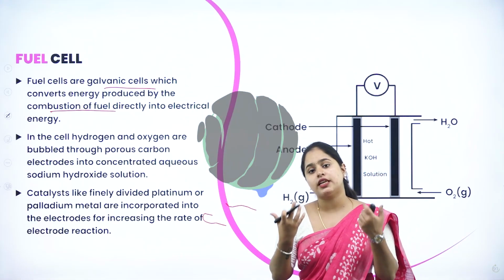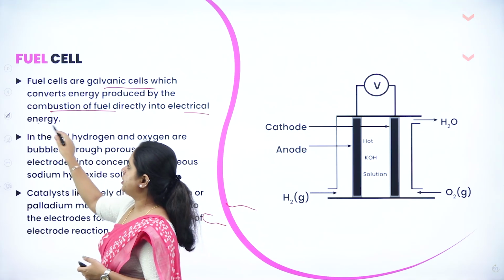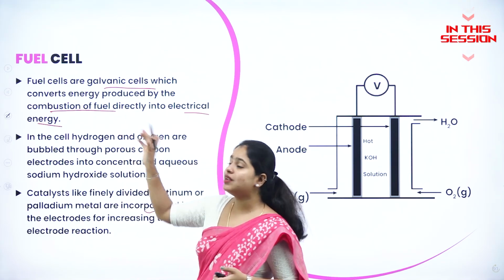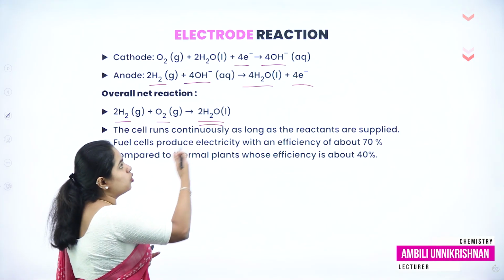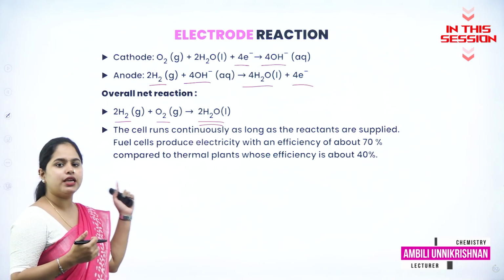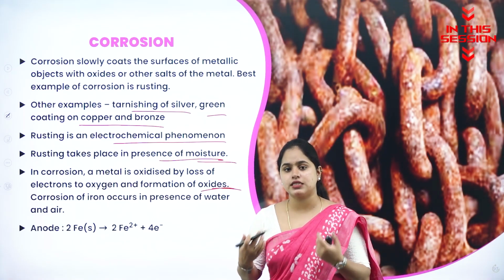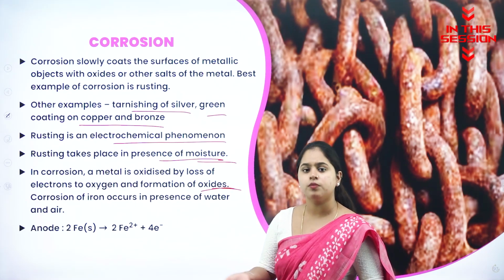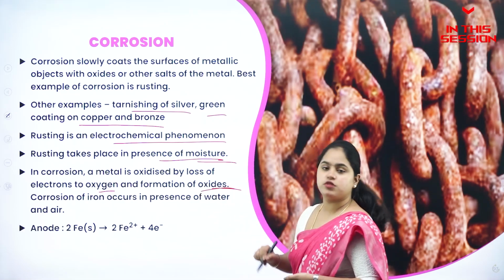The energy which is released from this combustion is directly converted into electrical energy. Hence, they are called fuel cells. As you can see, in the cathode what is actually produced is OH minus, and in the anode it is water. But the overall reaction is H2 plus O2 giving 2H2O. The metal gets oxidized, it releases electrons, that means it loses the electrons, which are accepted by the oxygen, and it forms oxides.